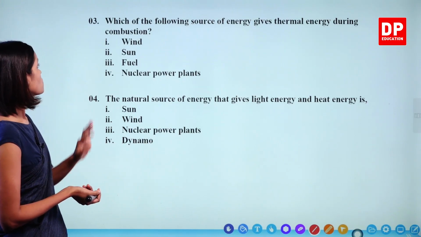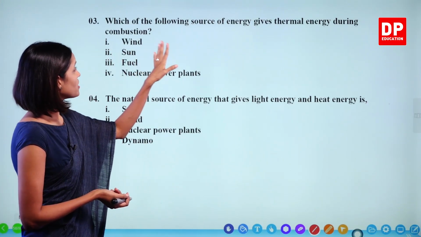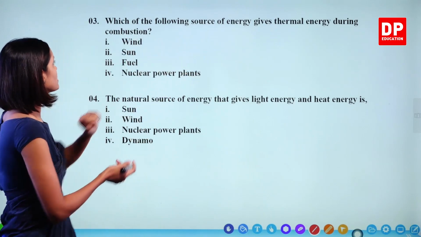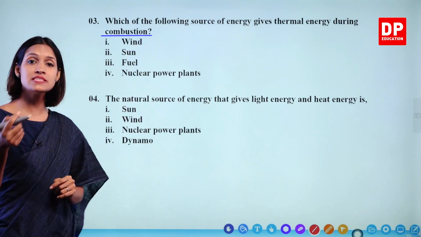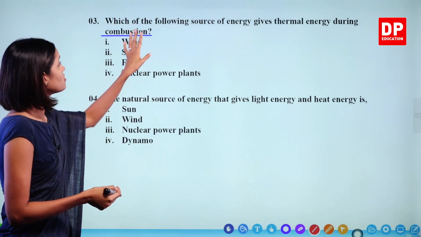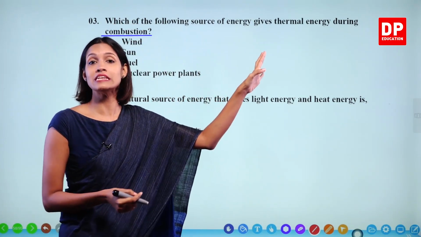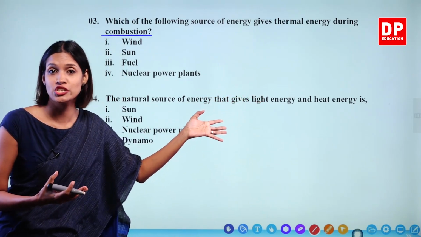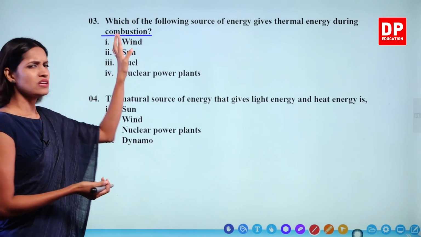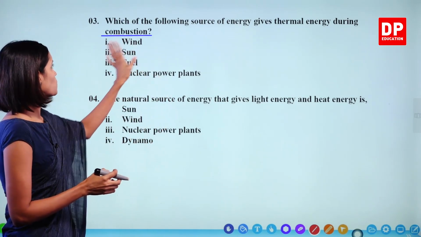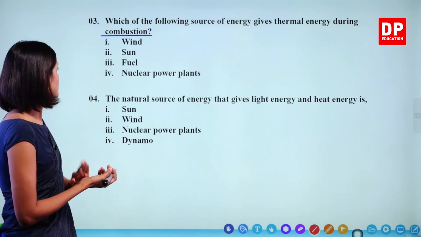Number 3. Which of the following sources of energy gives thermal energy during combustion? What is the meaning of combustion? Combustion means burning something. So which of the following sources of energy gives thermal energy? Thermal energy means heat energy. Okay. We will go through this. Wind. Combustion doesn't take place in wind. Therefore, that is not the answer.